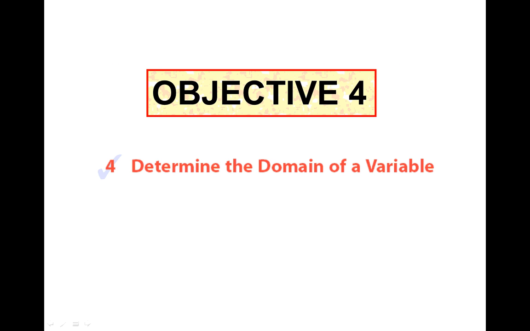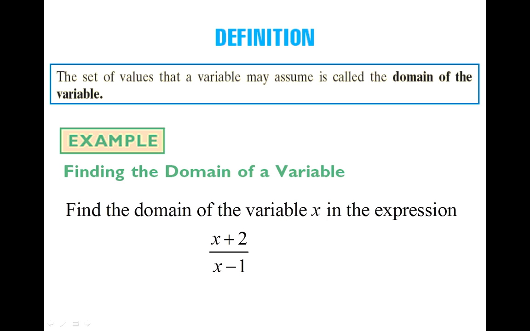All right, last objective. Let's find the domain. So the domain is all about the input. The set of values that a variable may assume is called the domain. What can the variable be? Find the domain of the variable x in the expression. So x can be any number except for 1. There is one number that x can't be. Think about this for a second. It has to do with the denominator. You can't have 0 in the denominator.